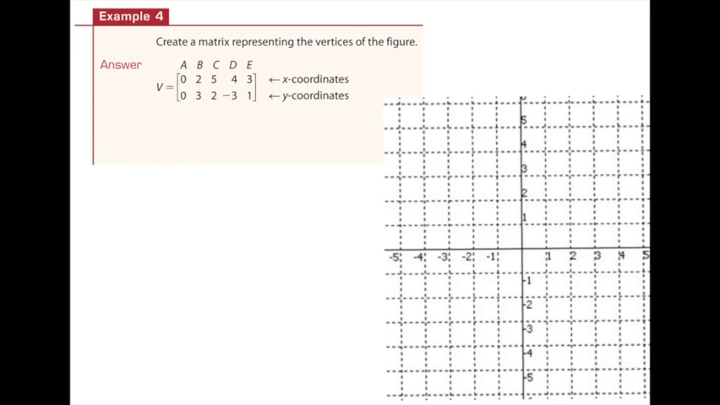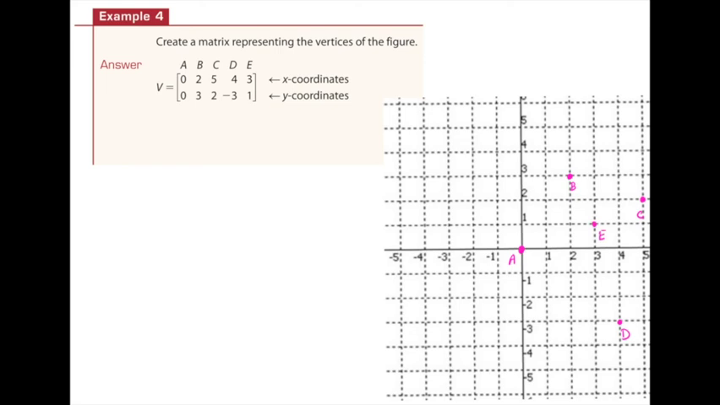And so if I wanted to plot that point, I would go to 0, 0. That would be my A. The next one would be 2, 3. So 2, 3 would be my B coordinate. 5, 2 would be my C coordinate. 4, negative 3, D. And then 3, 1 would be E.